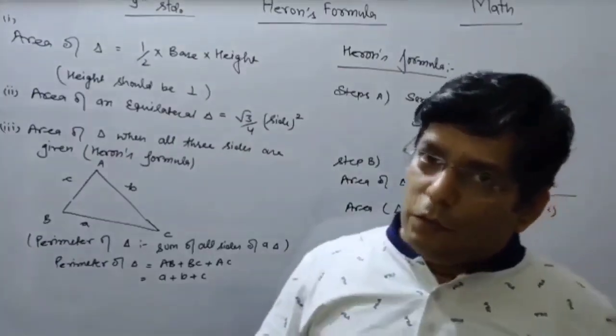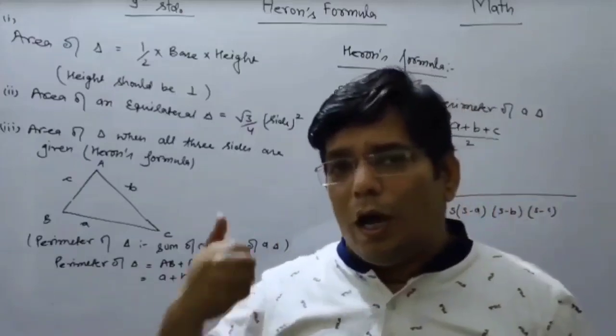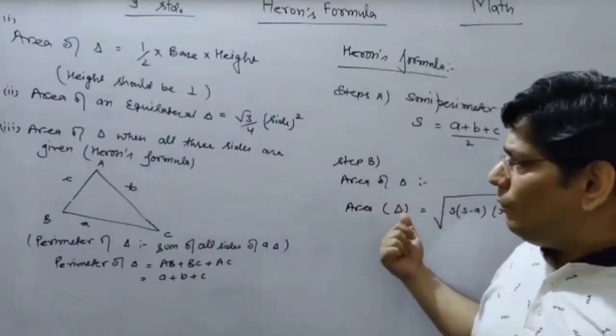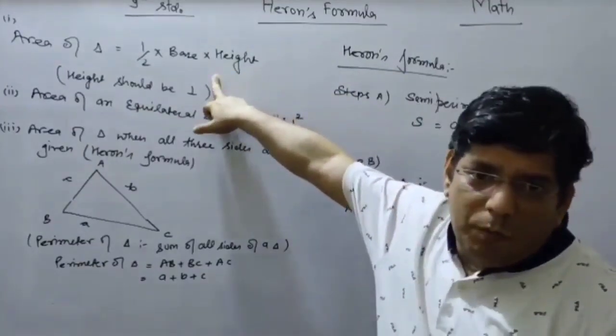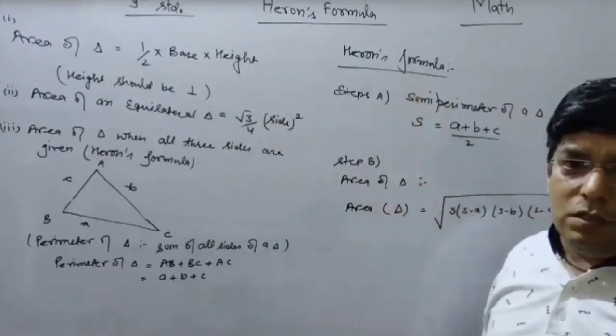Now in the next session, I am just going to solve and show you how to calculate and how to verify both methods, that means the area of a triangle using half into base into height, and the area of a triangle using Heron's formula.